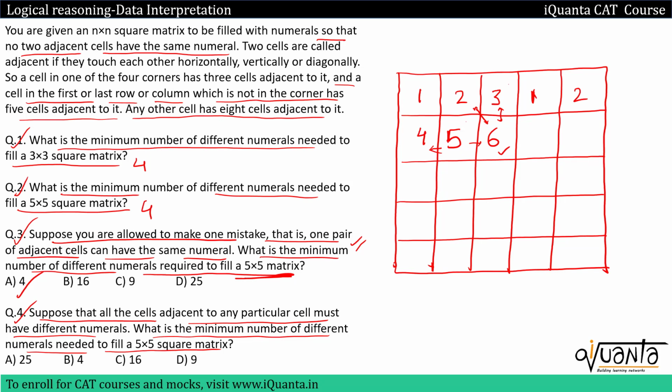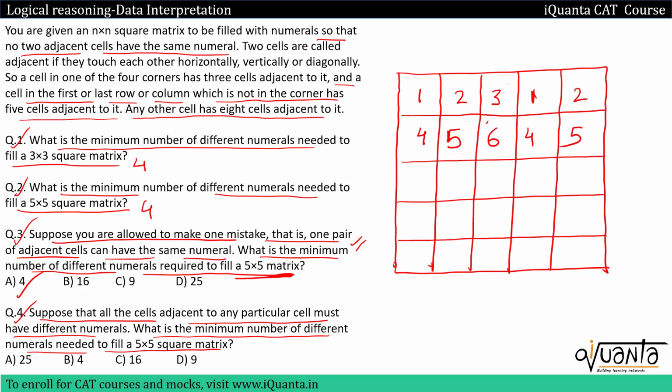Then after that, can I reuse any numbers in the next cell? Can I put 1? No. 2? No. 3? No. 4? Yes, 4 can be put. After that, in this cell, which number can I use? Can I use 1? No. 2? No. Can I use 3? No, because then this 4 will have two cells adjacent to it having the same numerals. Can I use 5? Yes, 5 is possible. So I'll put 5 over here.